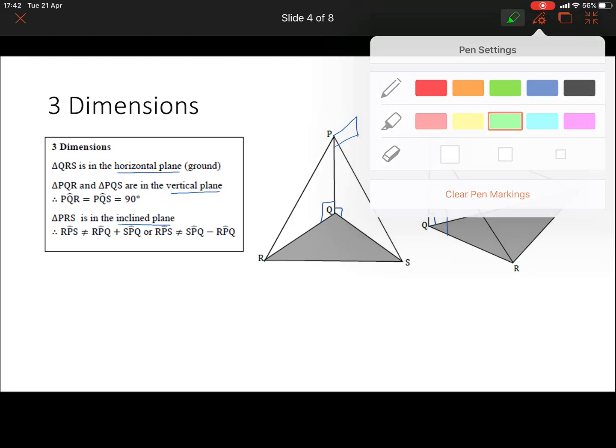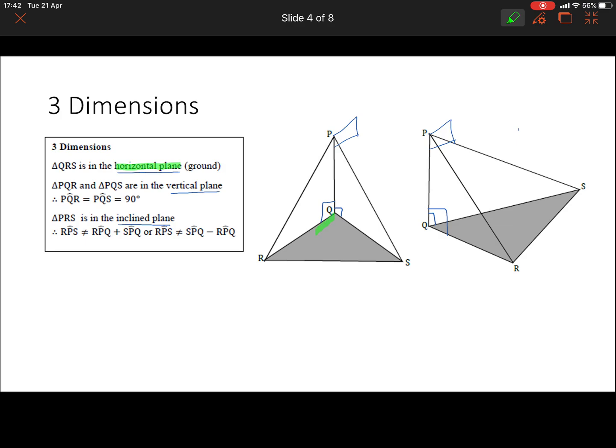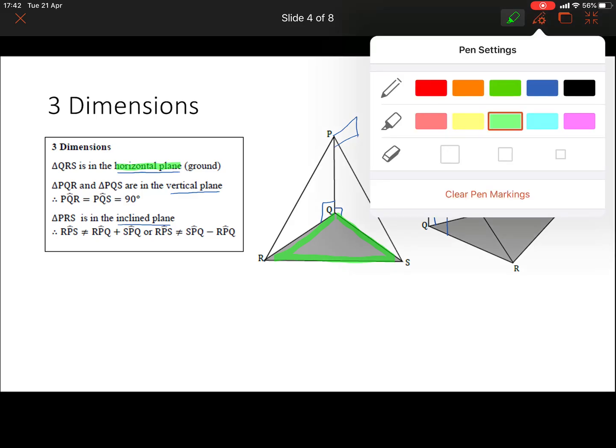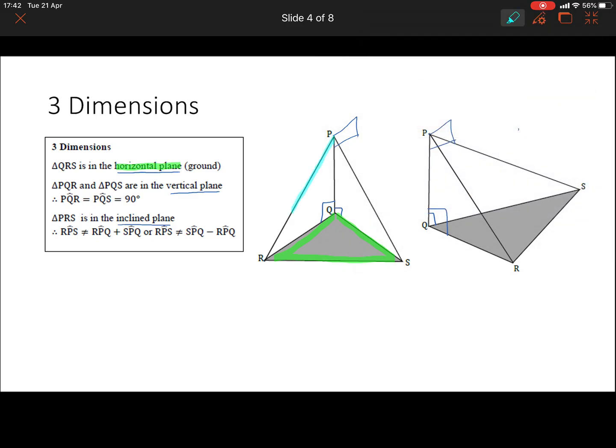So the horizontal plane is this shaded one at the bottom. Vertical plane, we've got 2 triangles in the vertical plane. This one here on the side, the vertical plane is at 90 degrees to your horizontal plane. And then lastly, the inclined plane, which can cause quite a lot of confusion. It is at a slope or at an angle, and that would be the inclined plane.